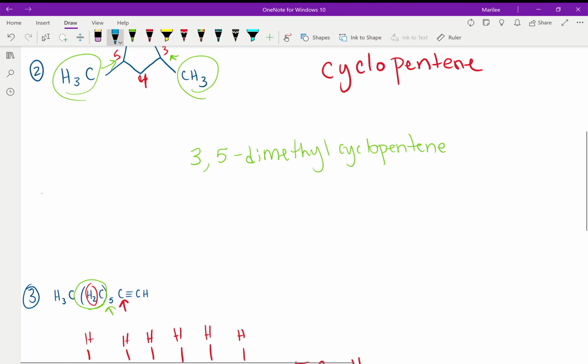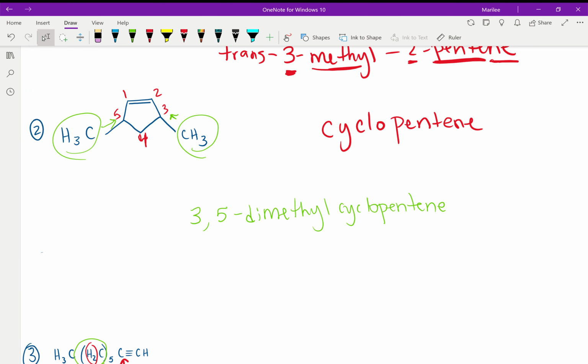Just another note here, the ring we did here was 5 carbon. A lot of times you'll see the 6 carbon ring and you'll name those benzene, the benzene rings.